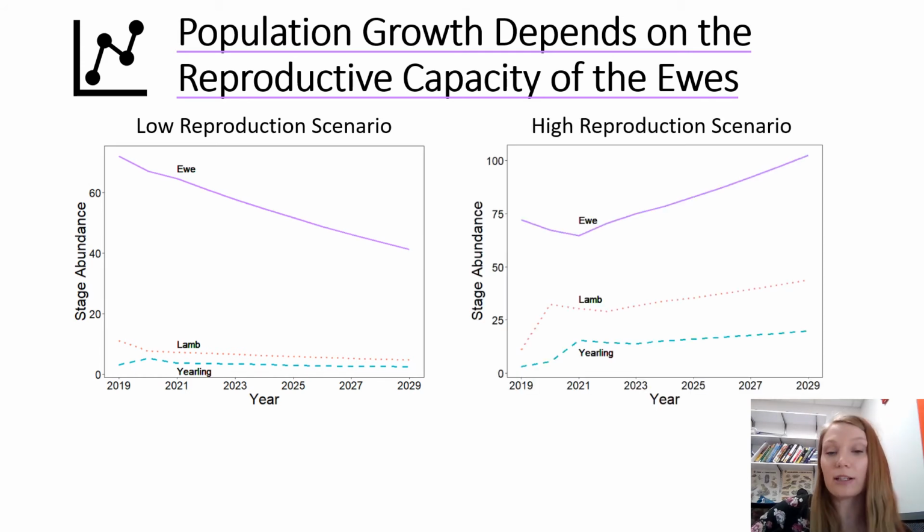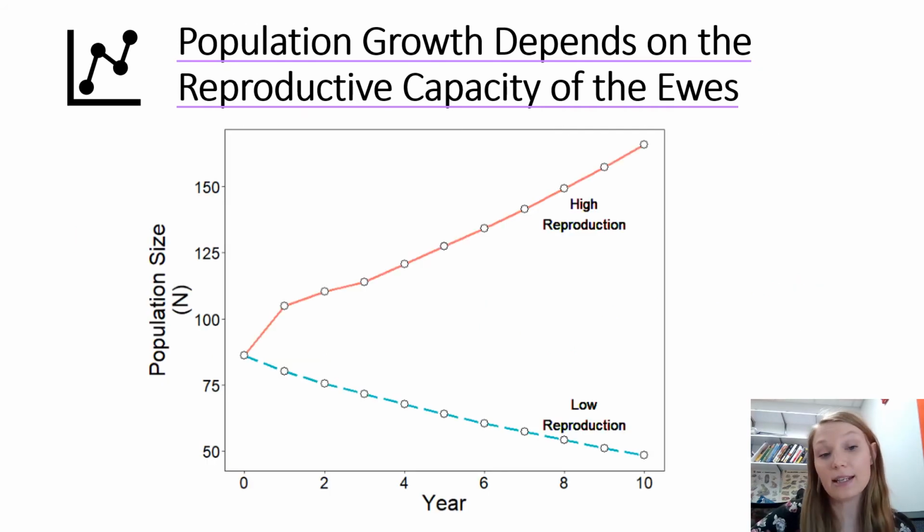Now, when we increase that reproductive capacity to 50%, we do see that ewe number increase. This indicates that we have a growing population. And indeed, we do see an increase in the population size at that high reproduction scenario. What this is showing is combining all the abundances of the different stages and projecting that again into the future 10 years. At that high reproductive scenario, we see an increase in the population, and at the low reproductive scenario, we see a decline in the population. Now, this isn't surprising, but it is reassuring that we probably fall somewhere slightly below that high reproductive capacity. So we should still expect our population to increase.